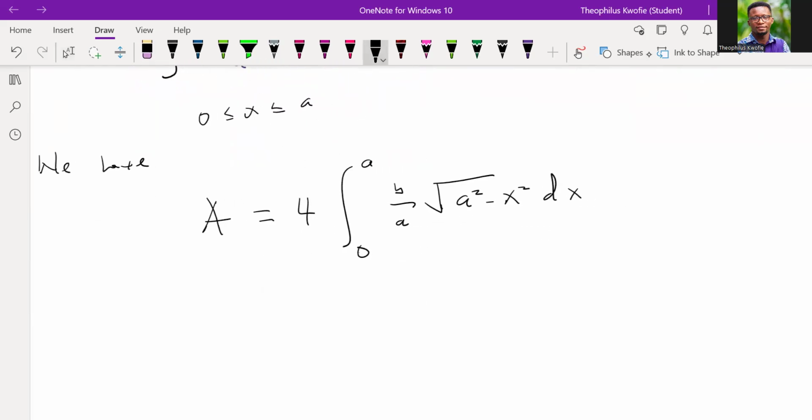Now we see that this expression as part of the integrand, the expression a squared minus x squared, sends some message. And we said that anytime we have this expression, we can make a very appropriate substitution. And we said that with this, we should have x equal to a sine theta. And this time around, our theta should what?